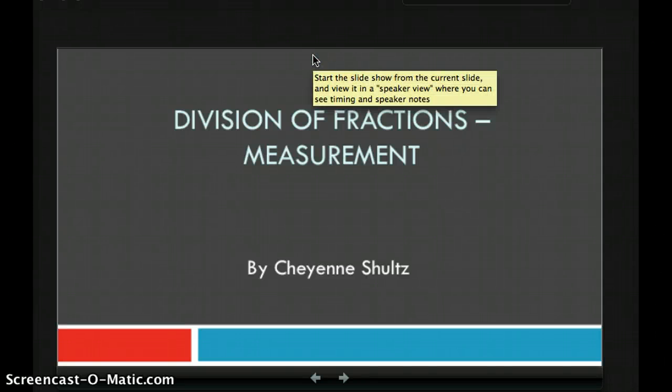Alrighty, my name is Cheyenne Schultz, and today we're going to be talking about division of fractions using the measurement method. So here we go.